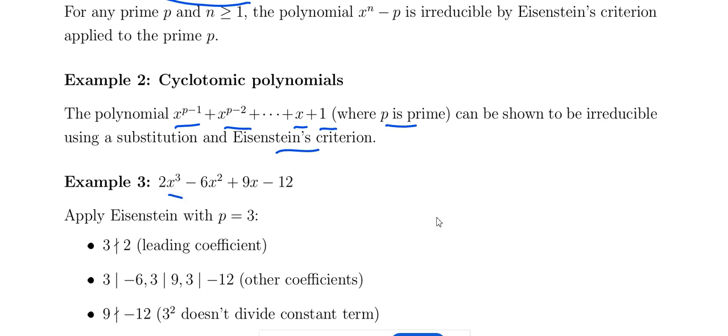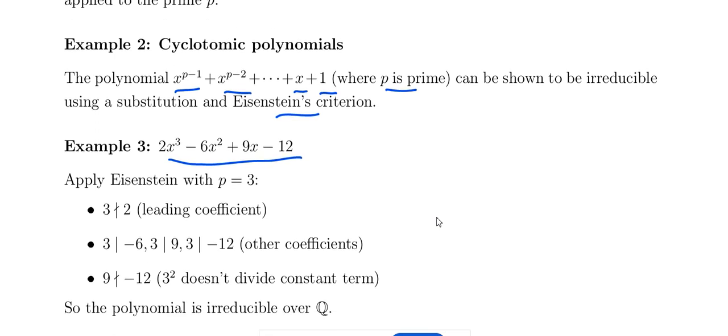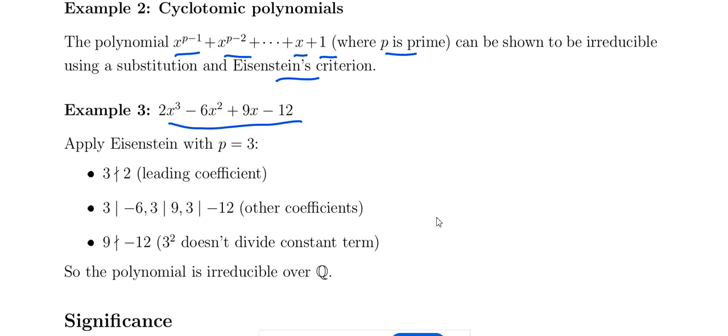So now, for example, take this one: 2x cube minus 6x square plus 9x minus 12. Here, applying the Eisenstein criterion with p equal to 3, 3 doesn't divide 2, and 3 divides the other coefficients, minus 6, 9 and 12. And 3 square, that is 9, doesn't divide the constant term. So the polynomial is irreducible over Q.